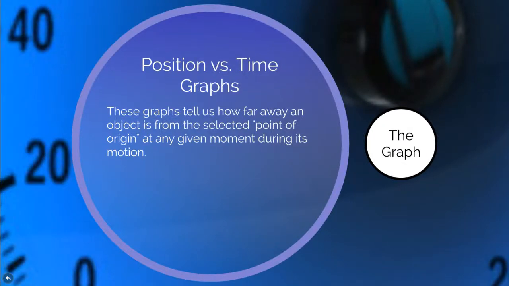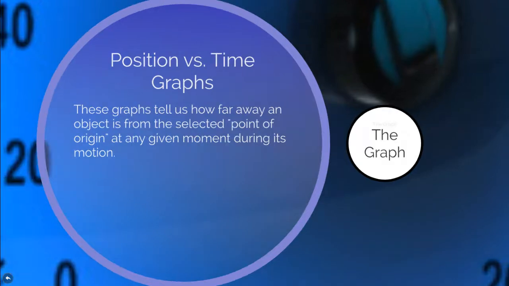You've seen position versus time graphs before. These graphs tell us how far away an object is from the selected point of origin, which you can select at random, as long as it becomes a reference point, so that tells you how far away the object is at any given moment during its motion.